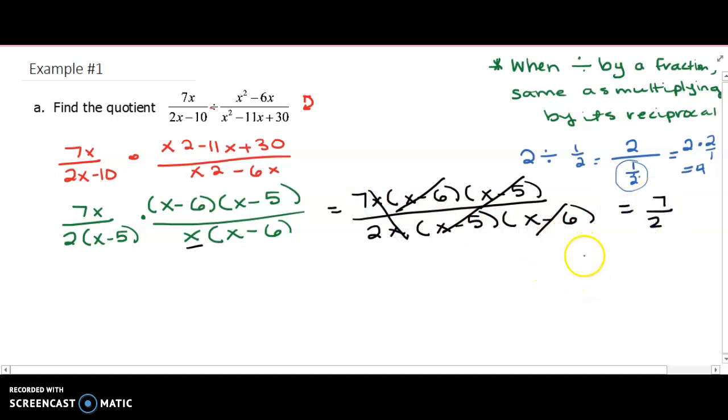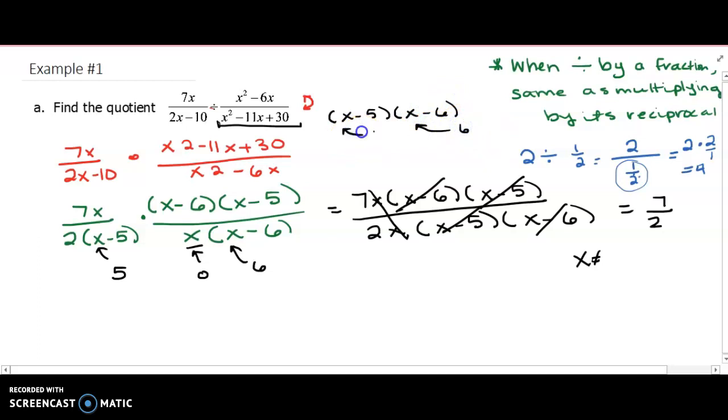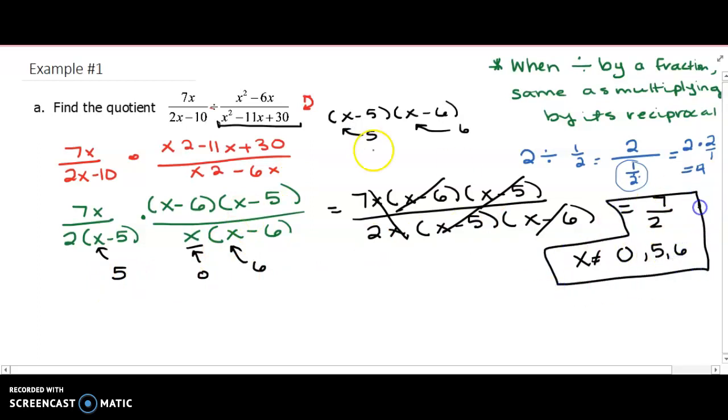Okay, now I have to write the restrictions to my domain. So x cannot equal 2. Well, x cannot equal 0 here, 6 here, 5 here. Okay, now notice this was on the bottom and this was x minus 5, x minus 6, but 6 would be here, 5 would be here, and we've already covered 5 and 6, so we're good. So x cannot be 0, 5, or 6. Here is our final answer.